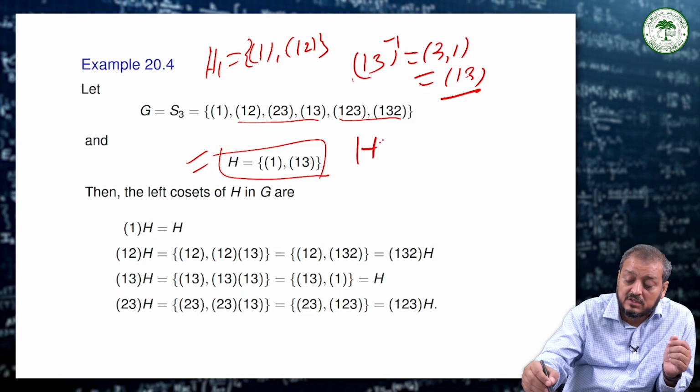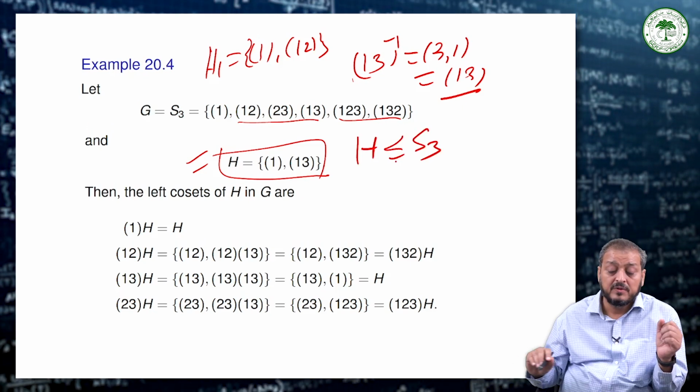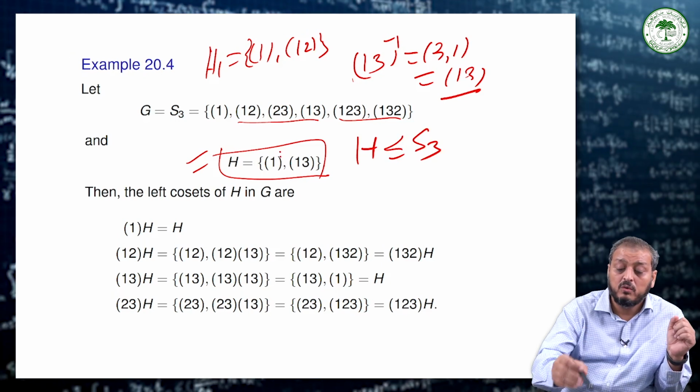So clearly this H is a subgroup of S3. Now we find all the cosets of this.